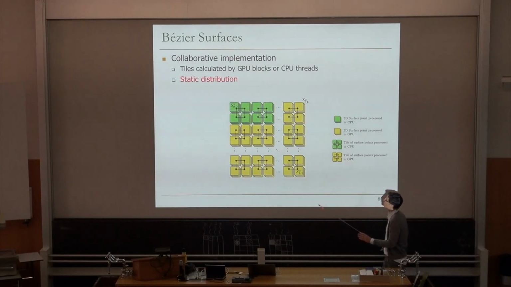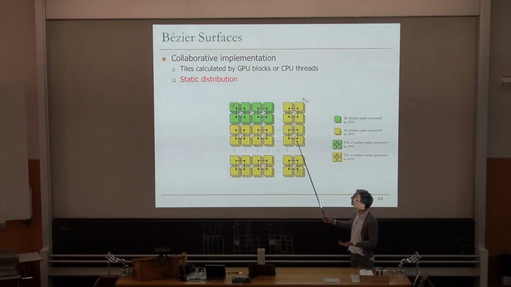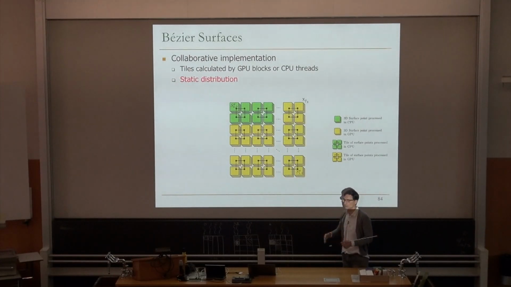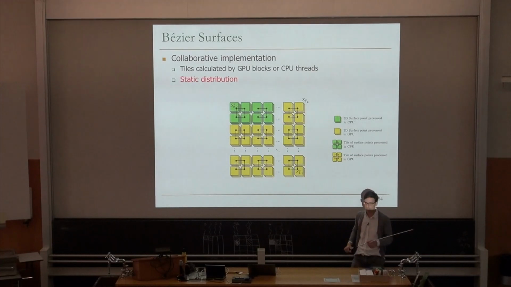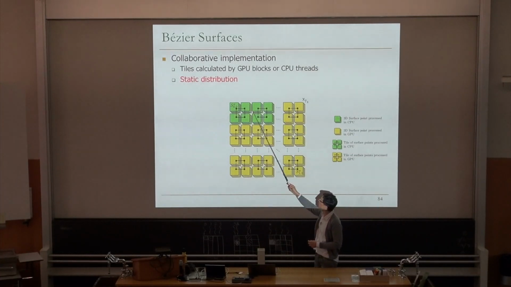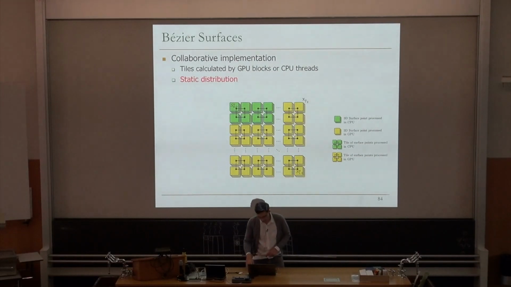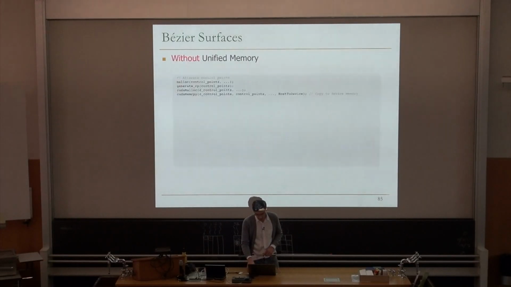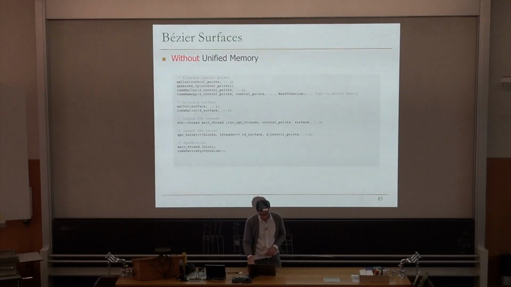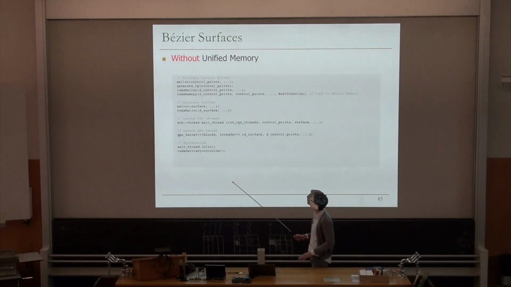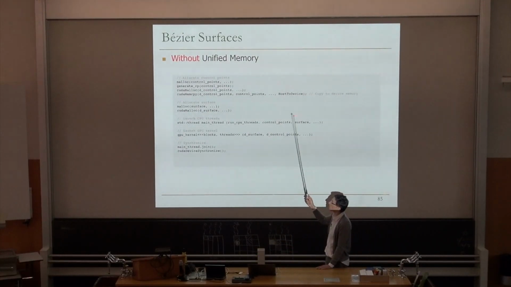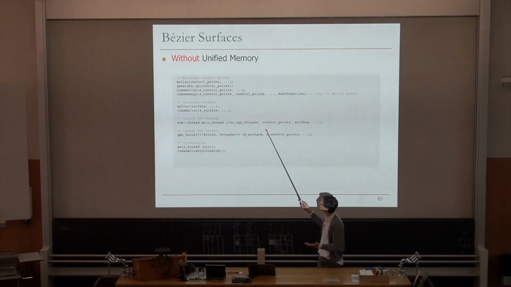So in the traditional approach, what we would need to do is some kind of static distribution. We can divide the output into tiles and assign some of these tiles to the CPU, in this case the green ones, and the yellow ones to the GPU. We could do that, and this would give us some performance improvement. This is the code for doing this without unified memory, in the traditional approach.